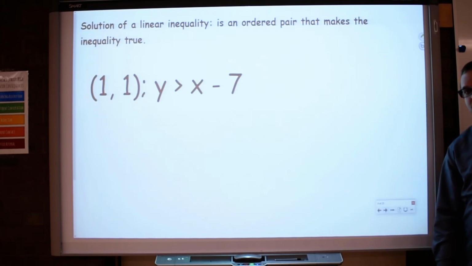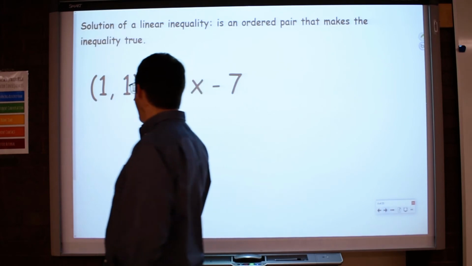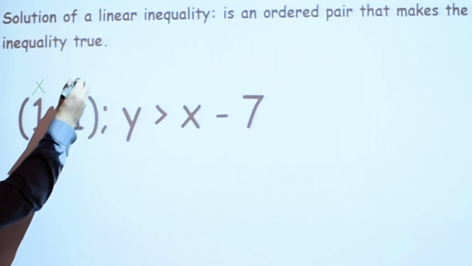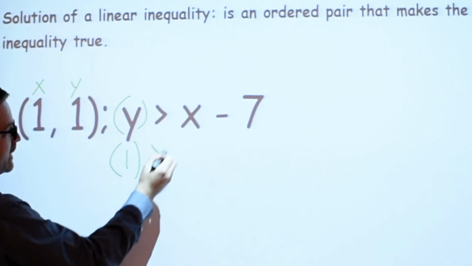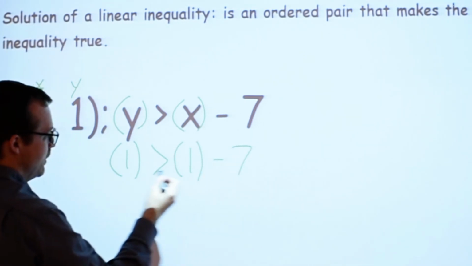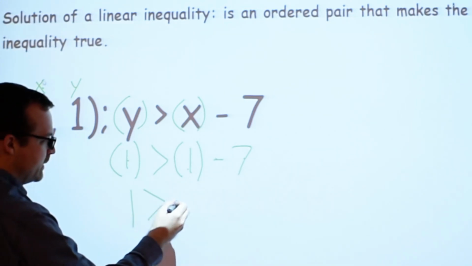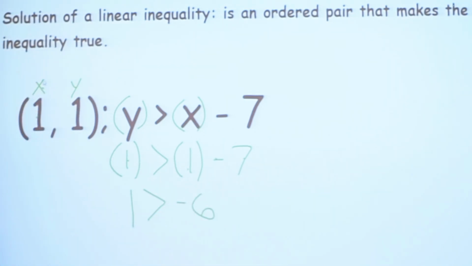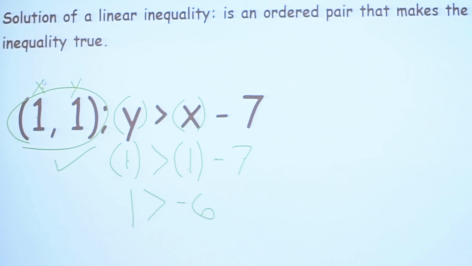All right, try this one now. Pause the video. Go for it. All right, is (1, 1) a solution to this inequality? I have my x, I have my y. I'm going to replace my y then with 1. 1 is greater than, replace my x with 1 minus 7. Well, 1's all by itself, so it comes out of the parentheses there. 1 minus 7 is -6. Is 1 greater than -6? Yes, sir. It sure is. So is (1, 1) a solution to this inequality? Yes. Are there probably more solutions than that? Yes, and we're going to talk about those later.